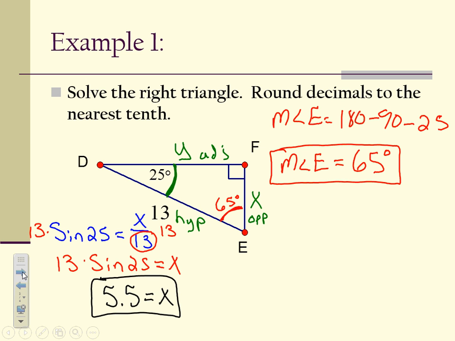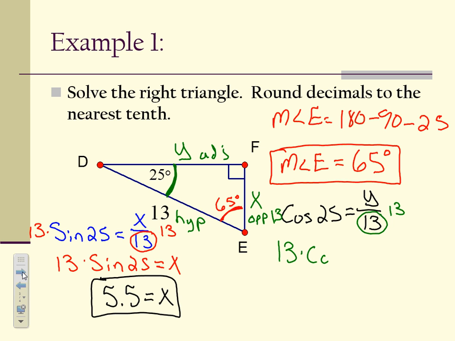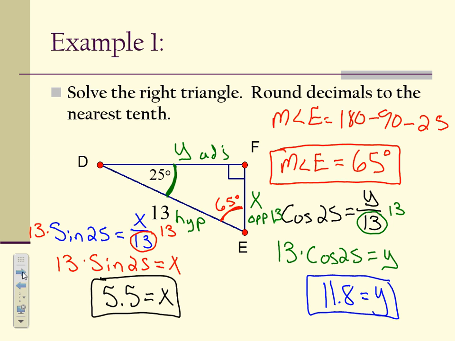All right, moving on. So we know what x is. Now we need to find y, because we have to find our third side. So we're using adjacent and hypotenuse. So that's cosine of 25 equals adjacent, which is y, over the hypotenuse. We multiply by whatever's on the bottom. So we're going to multiply both sides by 13. So I get 13 times the cosine of 25 equals y. Type that into our calculator and we get 11.8 equals y. So now I know all 3 side lengths and all 3 angles, so now this problem is done.